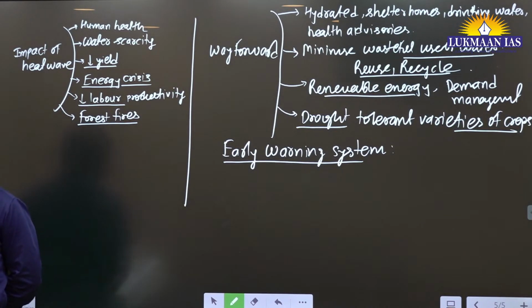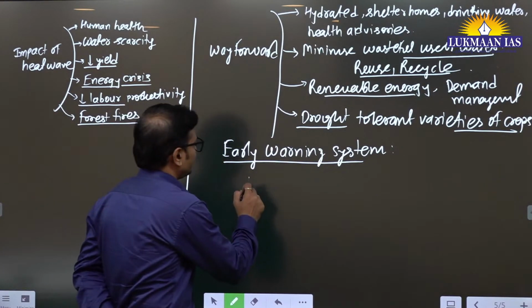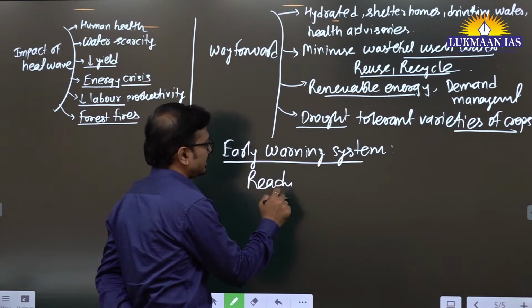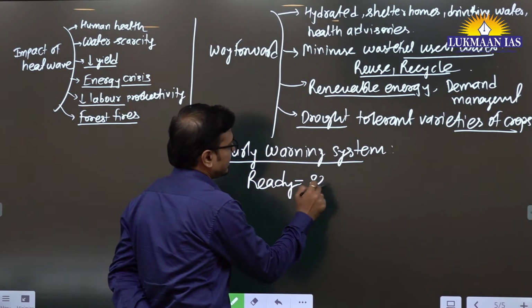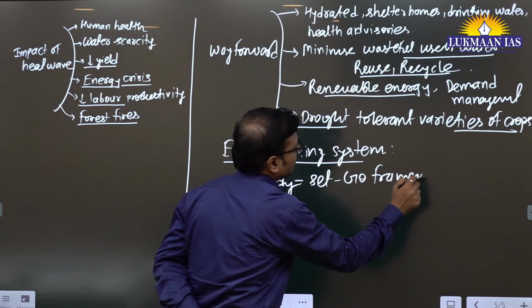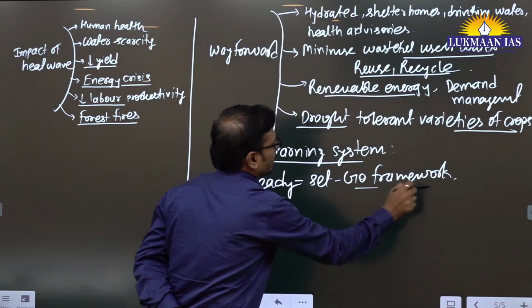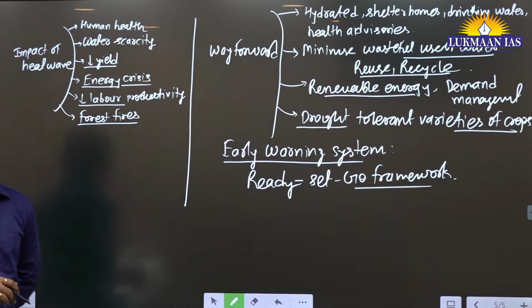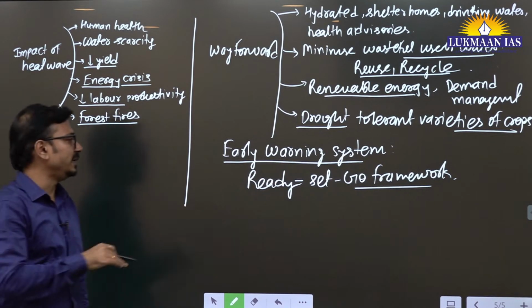ये भी पूछ सकते हैं डायरेक्टली आपको, क्या है वो? रेडी सेट गो फ्रेमवर्क. They can ask as it is, ready set go framework, disaster management. It is given by the World Climate Research Program under the World Meteorological Organization, WMO. What is the meaning of ready set go?